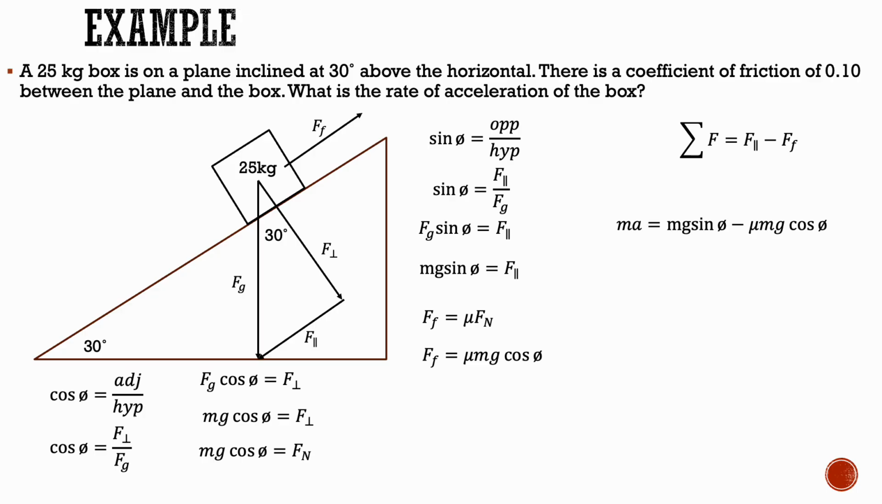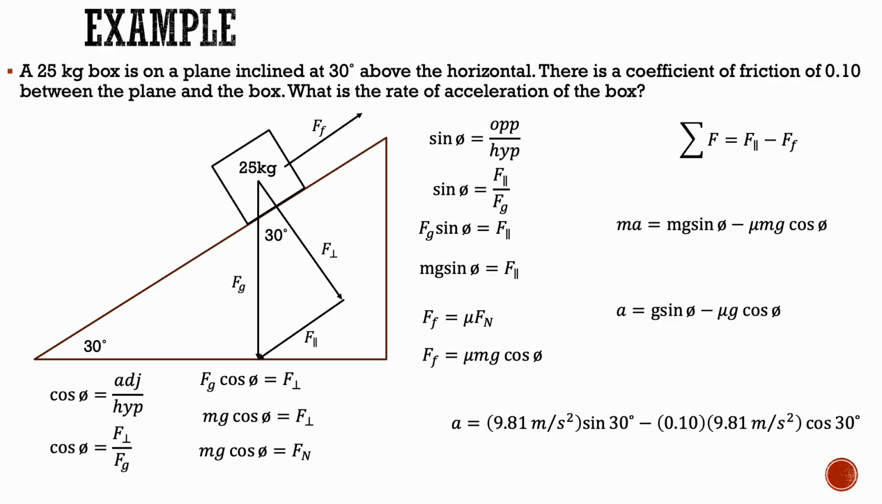What you'll notice is all three of those terms have mass, and not only is it mass, it is the exact same mass. So because it's the same mass, it can cancel out of all three terms, which leaves us with our acceleration is equal to gravity times sine of our angle minus our coefficient of friction times gravity times cos of our angle. So we'll substitute our values in, and we get an acceleration of 4.1 meters per second squared.